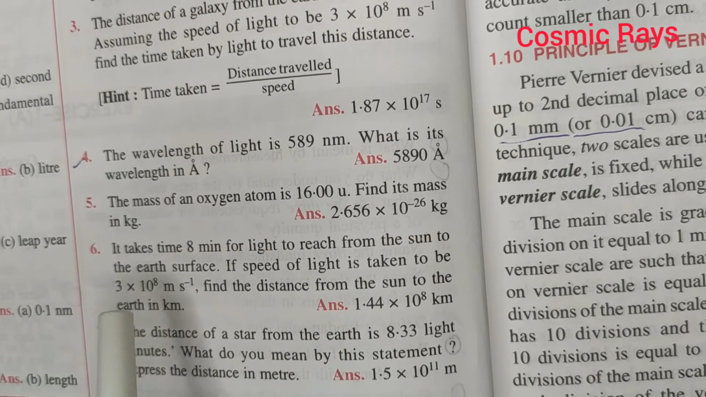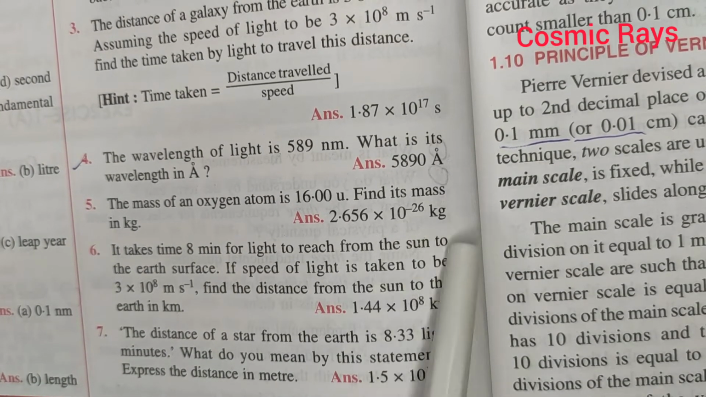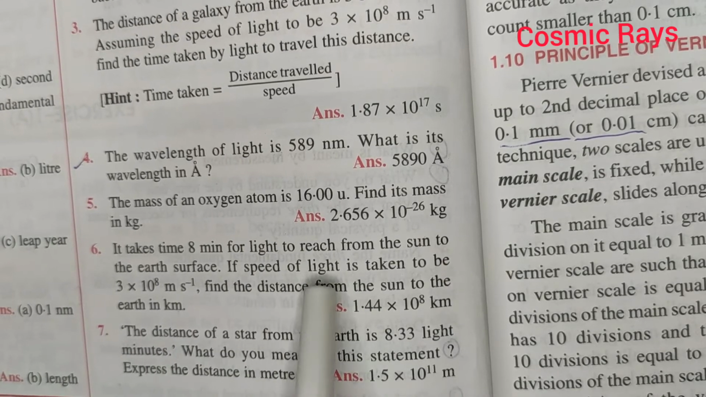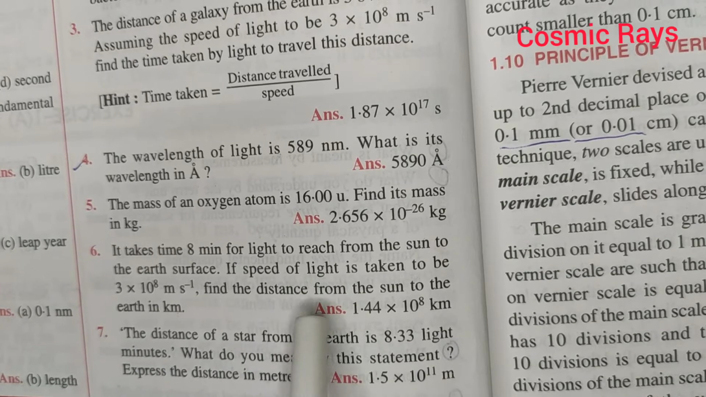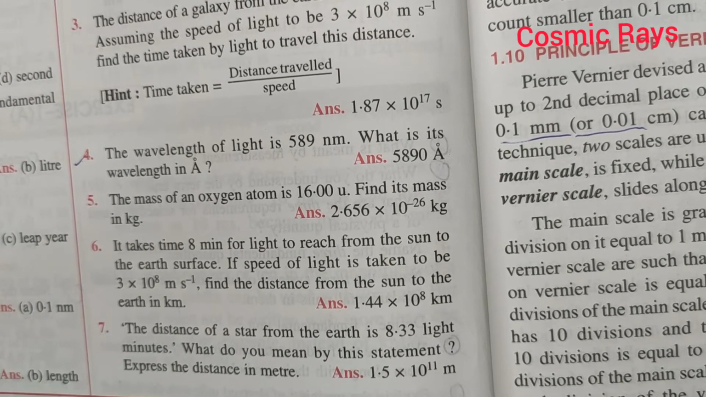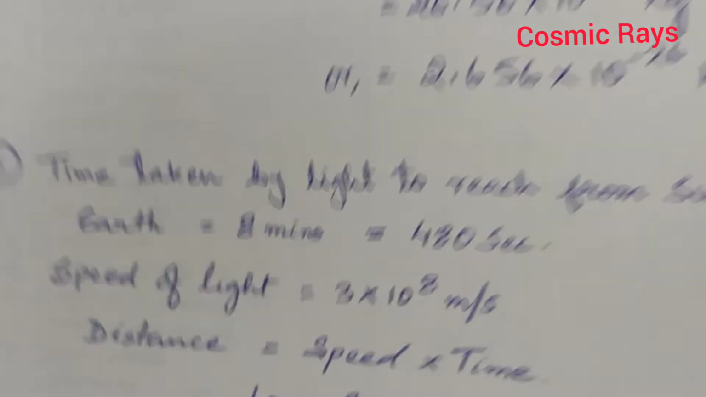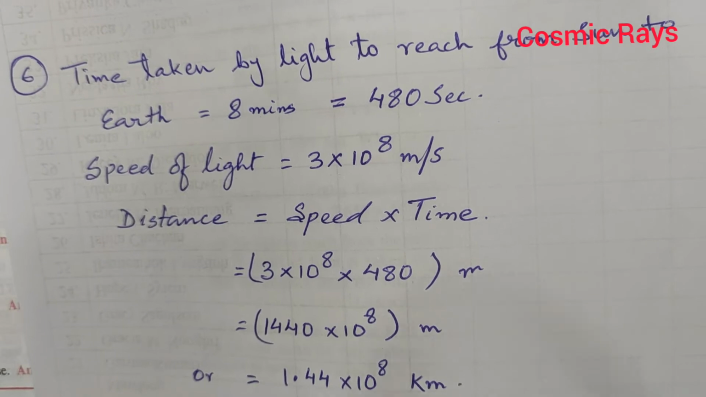Next question, question number 6 says it takes 8 minutes for light to reach from sun to the earth's surface. If the speed of light is taken to be 3 into 10 raised to the power 8 meter per second, find the distance from the sun to the earth in kilometers. Now, for this question, we have written the given things.